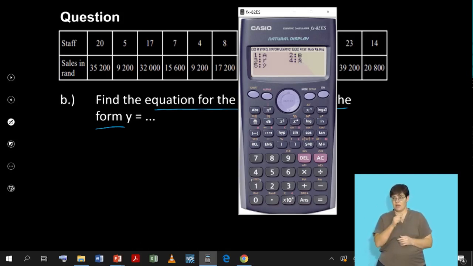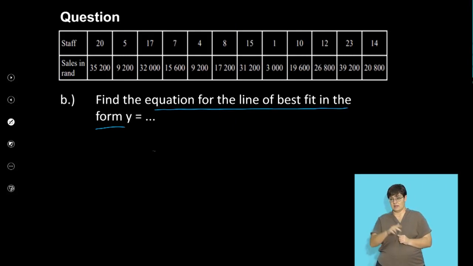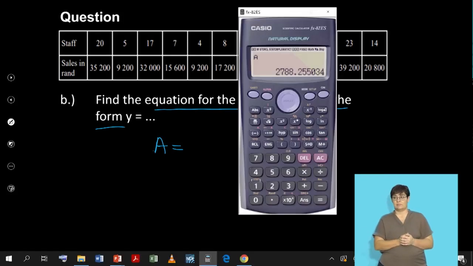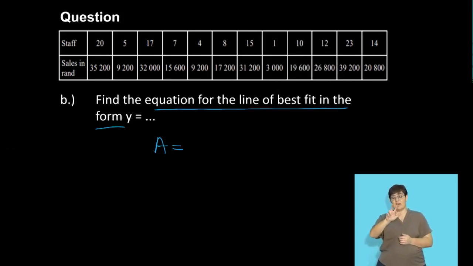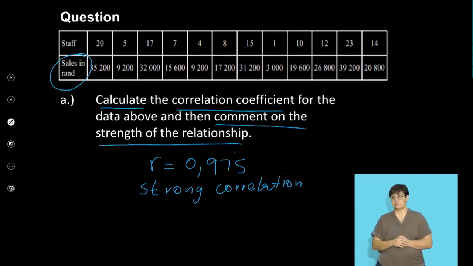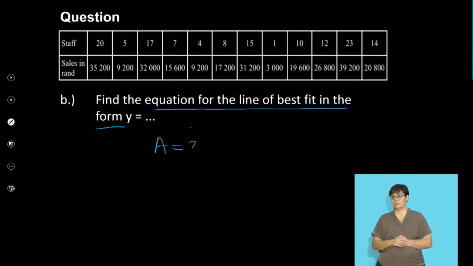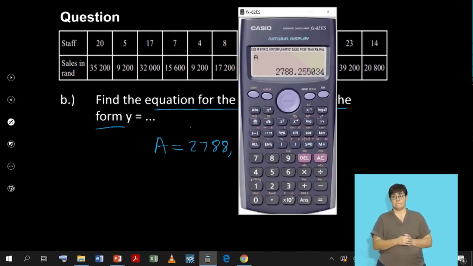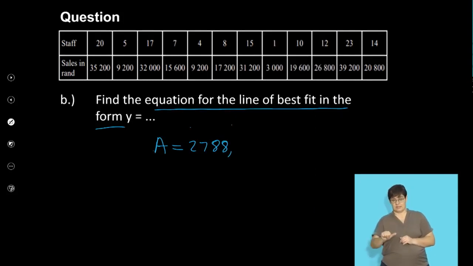7, I need the A value. Are we together? I put 1, equal. What is my A value? A is 2788.26 if I round to 2 decimal places. And what about the B value?